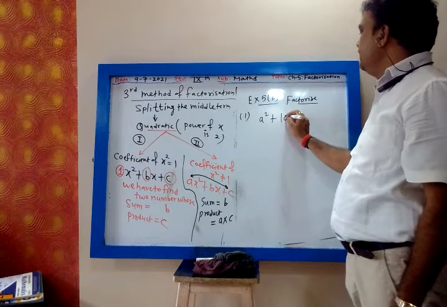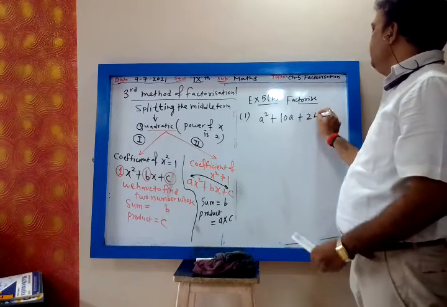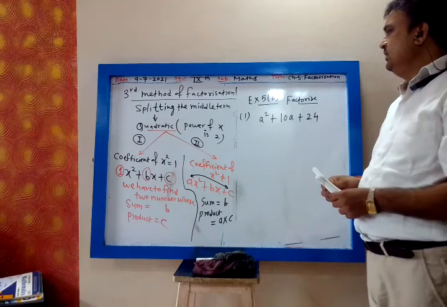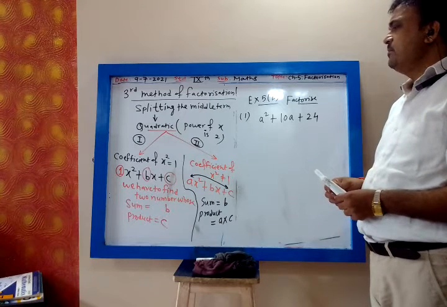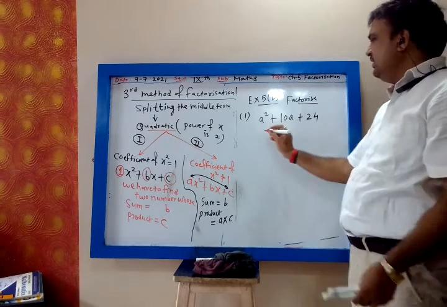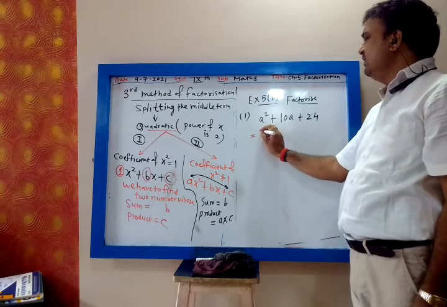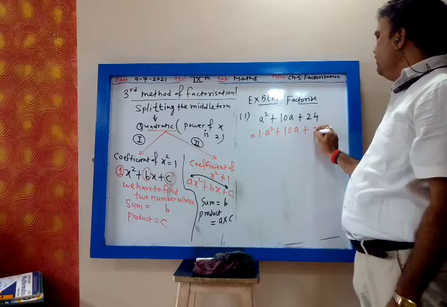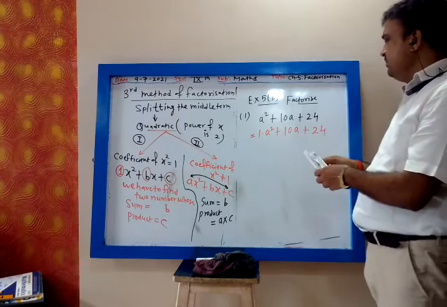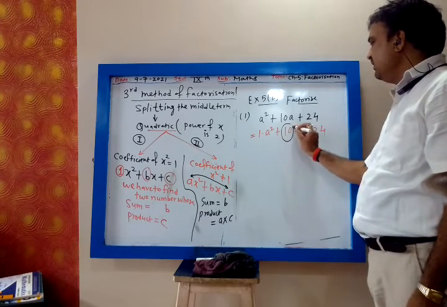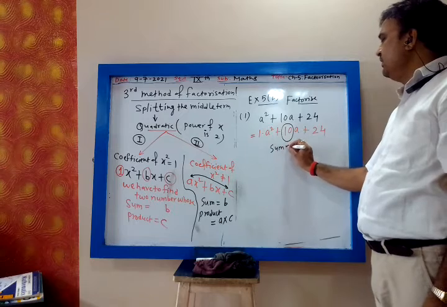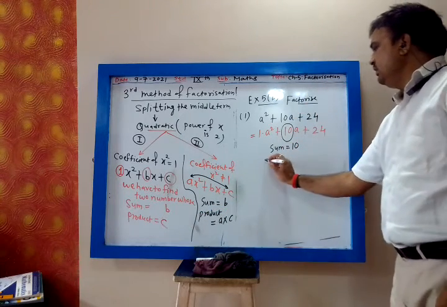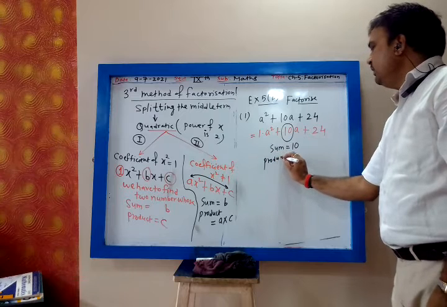A square plus 10a plus 24. Now you tell me whether it is quadratic of type 1 or type 2. First type, yes, because the coefficient of a square is 1. 1 into a square plus 10a plus 24. So now we want sum as 10, and we want product as c. My c is 24. You want sum 10, product 24.